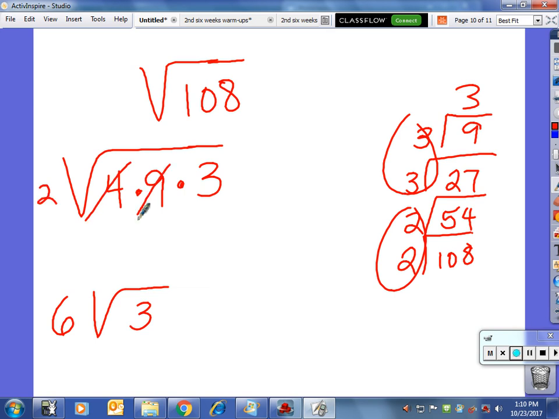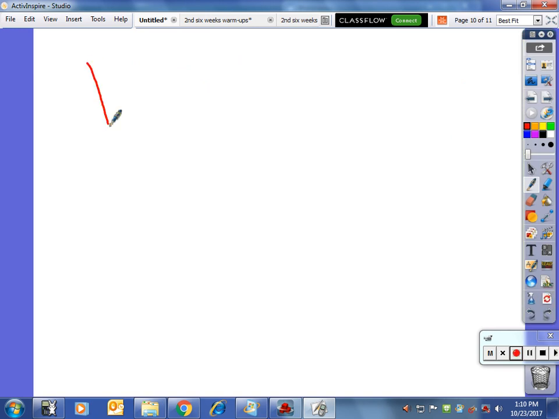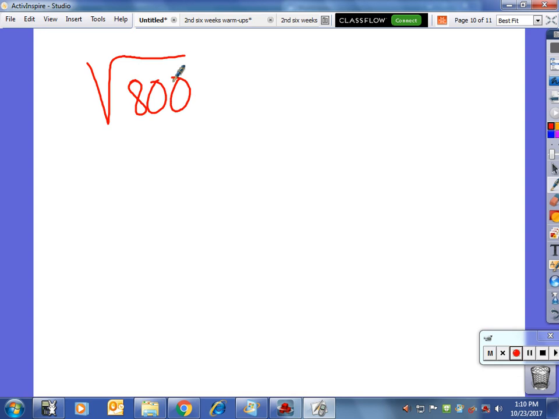A 2 comes out here, a 3 comes out here, and you got to multiply those. You get 6. Or rewrite this as 36 times 3, because 4 times 9 is 36, square root of 36 is 6. Either way, you're going to get a 6 out front. Alright, last one like this, and then we're going to move on to a different type of problem. Square root of 800, go!